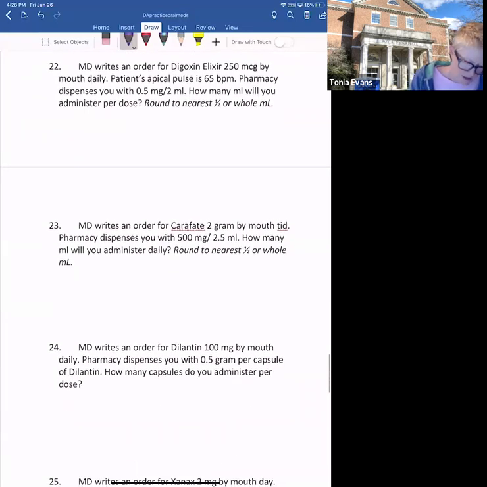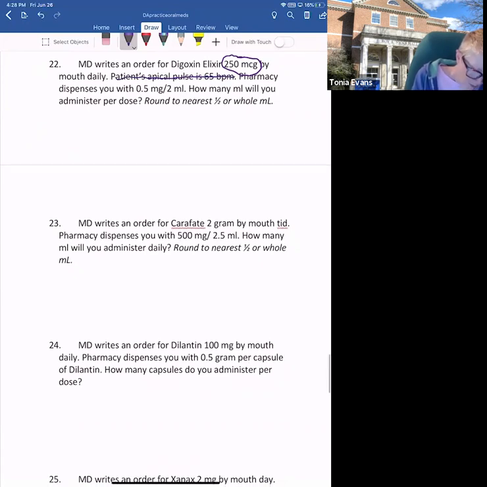22. Digoxin elixir, 250 micrograms by mouth daily. And we've got a pulse thrown in here. That's irrelevant information. I mean, it's not irrelevant in real life, but it's irrelevant to figuring out the answer to the problem. Okay, I don't need that information. Pharmacy gave me this. That's my provided dose. How many milliliters am I going to give? Round to the nearest half or whole. So milliliters per dose.